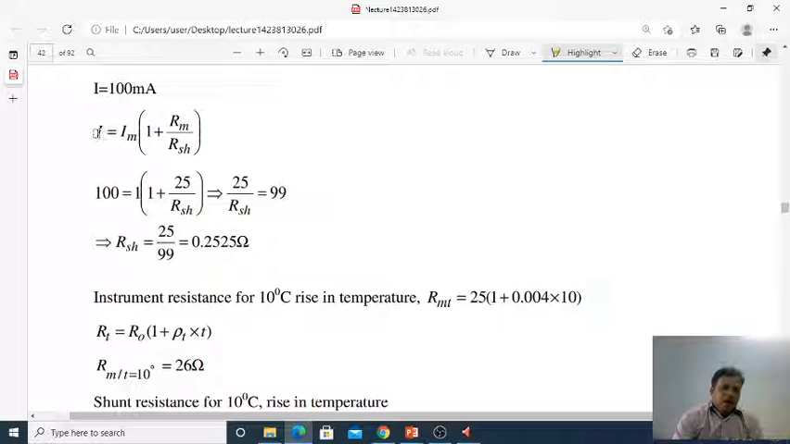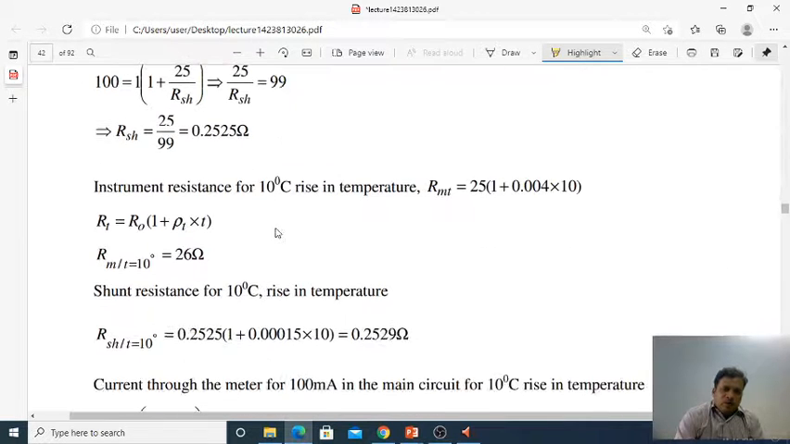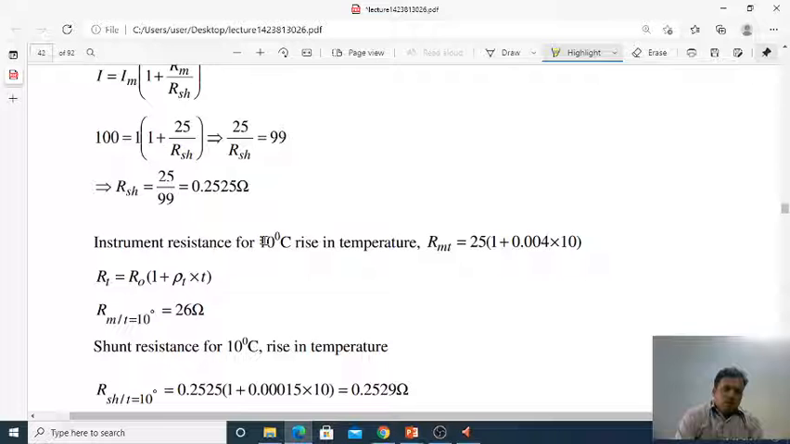The measured current I is equal to the meter current Im into 1 plus Rm by Rsh. All the readings are in milliamperes, so we can write 100 equals 1 into 1 plus 25 by Rsh, which gives 99. So a shunt resistance of 0.2525 ohm should be connected so that the range can be increased to 100 milliamperes. The meter reading of 1 milliampere should now read 100 milliamperes. For that, how much resistance should be added? The answer is 0.2525 ohms.